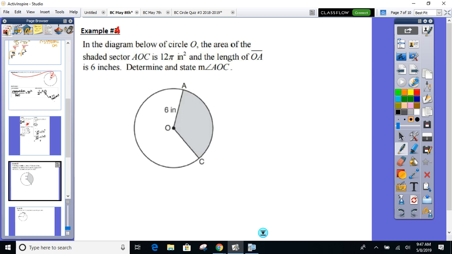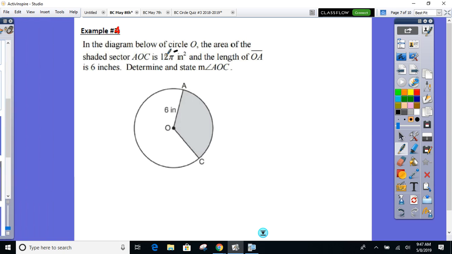All right, a little different now. Now you know the sector area. Now I need to find the angle. So I know this sector is 12 pi. What's angle AOC? Does it say how we have to leave our angle, degrees or radians? No. So we make a class decision right now.